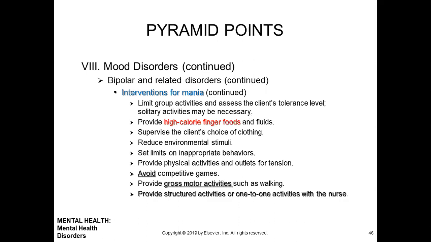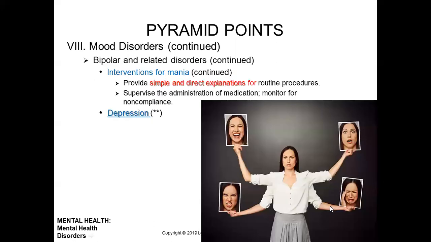So individual counseling, family counseling, group therapy, or ECT is very effective during the manic phase. Supervise the client's choice of clothing, reduce environmental stimuli, set limits on inappropriate behavior, and provide physical activity, but also avoid competitive games. Provide gross motor activity such as walking. Provide structured activities or one-to-one activities with the nurses.